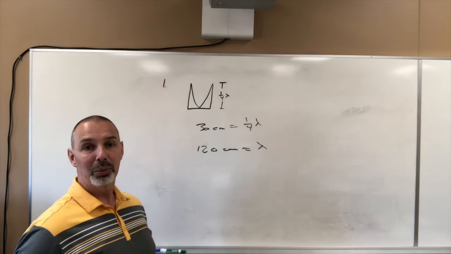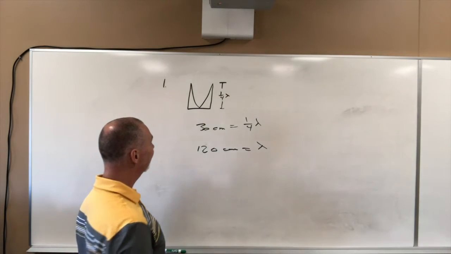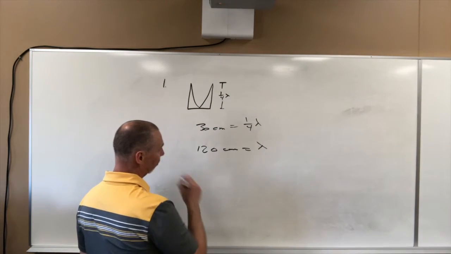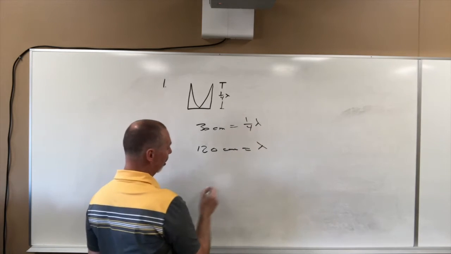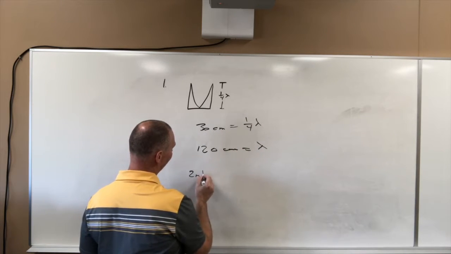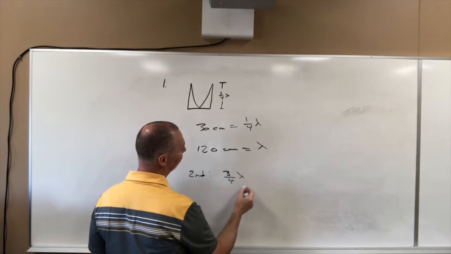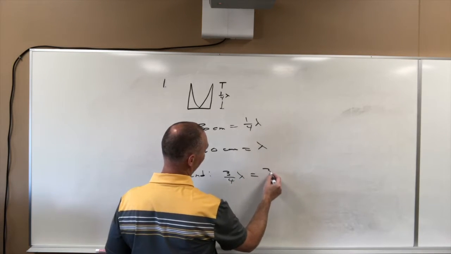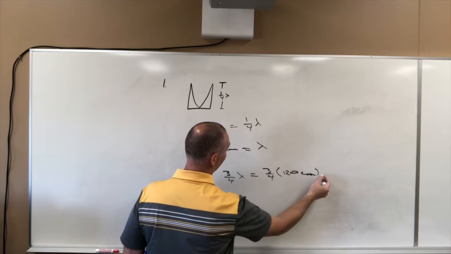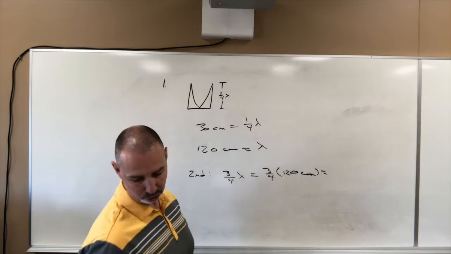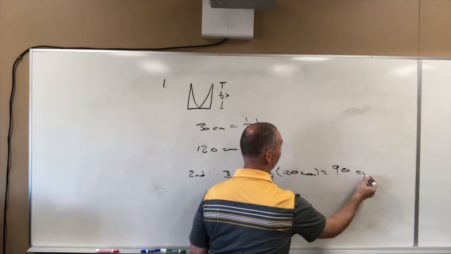When we did our diagrams on the board yesterday, we recognized that there was a half wavelength between resonant lengths. And so you can do this in a couple of ways. If the first resonant length happens at 1/4, that means the second resonant length is going to happen at 3/4 of the wavelength, which in this case would equal 3/4 of 120, which would equal 90 centimeters. That is the answer. Okay?